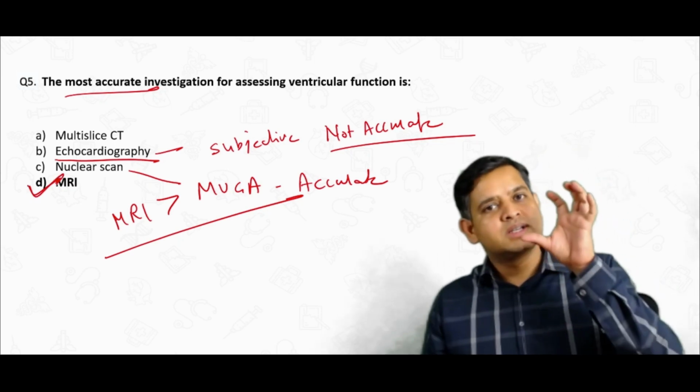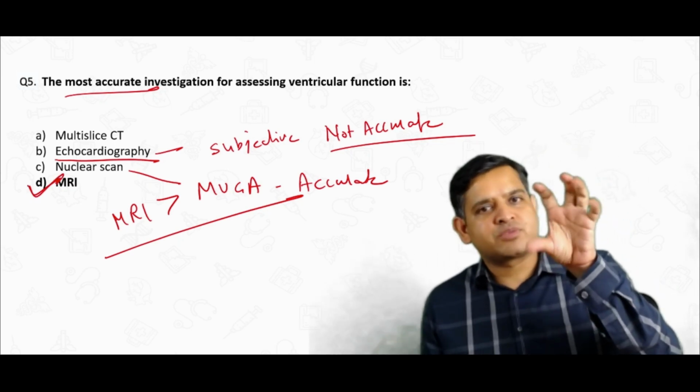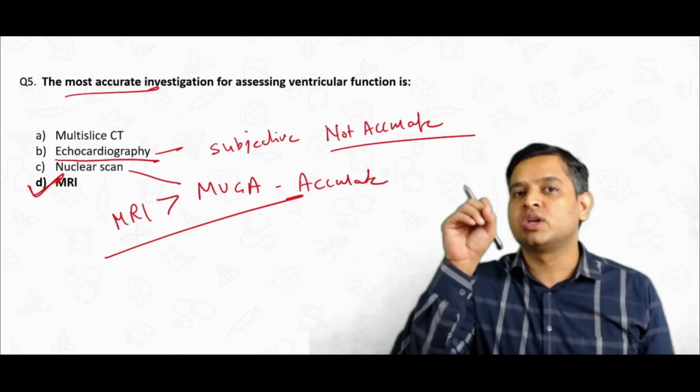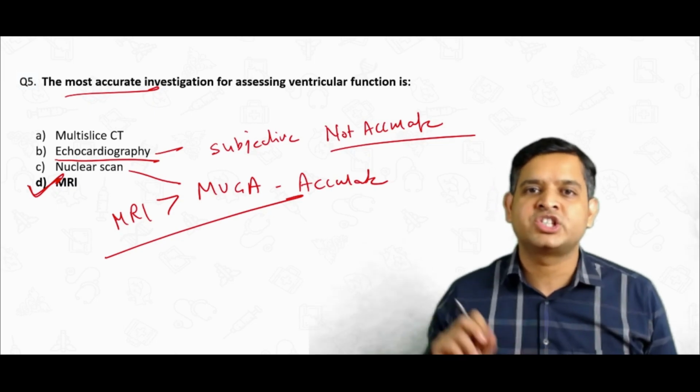Now what you do is a cine MRI, where you capture the beating heart, and in the processing software it will give you the ventricular function as well as the ejection fraction.